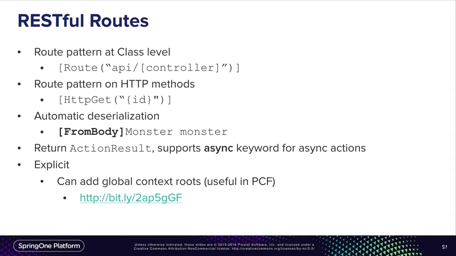We can also do global context routes, which come in handy when working in PCF. So you can have your application run in the root context when you're testing it locally, and you can have it run under some other context when you've deployed it to your foundation. And there's a blog post here on how to go do that. You can also mix and match. You can combine explicit routes with implicit routes at the class level and implicit routes at the method level.